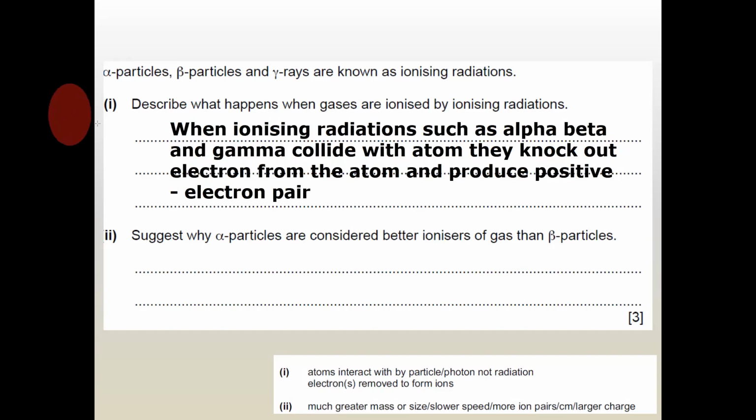if the ionizing radiation such as alpha, beta, and gamma collides with it, alpha has the highest ionization compared to beta, and beta has higher ionization compared to gamma. So when these radiations collide, they knock out the electron from the atom. As a result, it turns into an ion because it loses an electron. When an atom loses an electron, it turns into a positive ion. So that's why it produces a positive ion and electron pair.